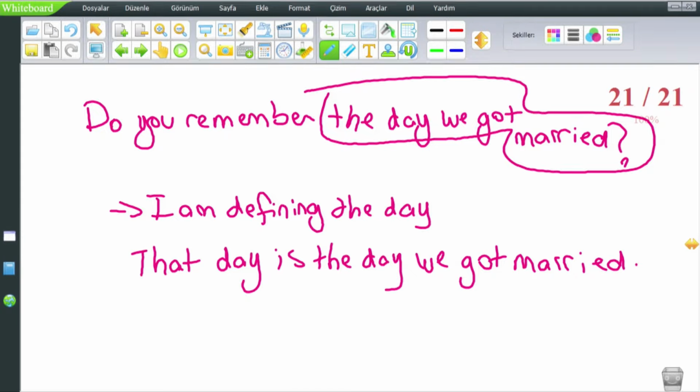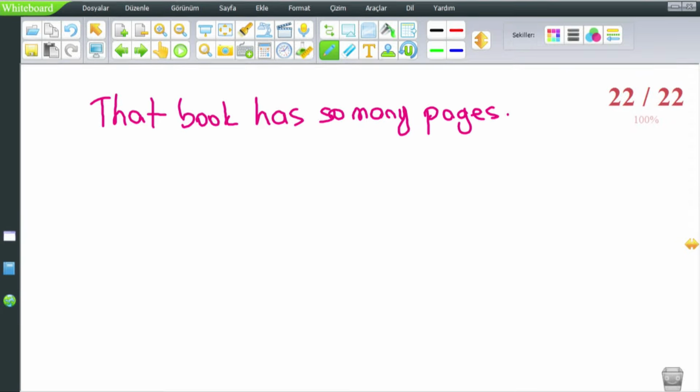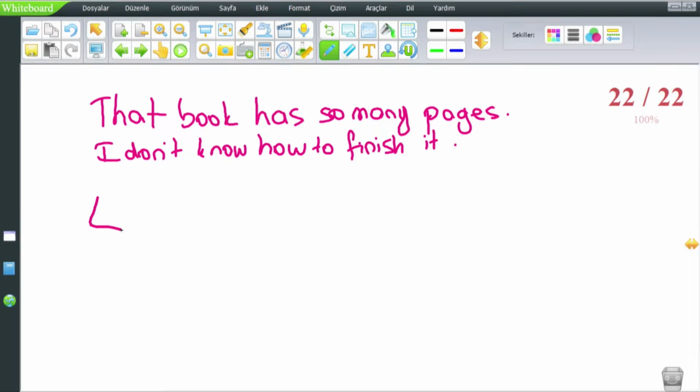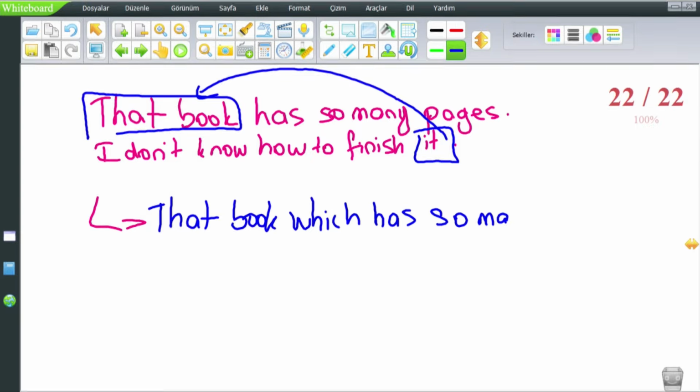There are so many more examples like this. That book has so many pages. I don't know how to finish it. The same thing in these two sentences is that book. It, in the second sentence, refers to that book. So I will start with the subject, that book which has so many pages.